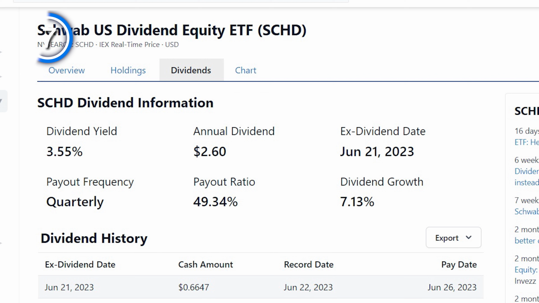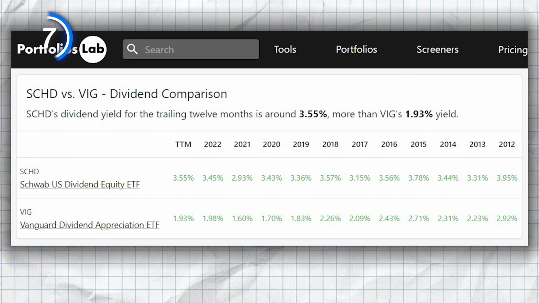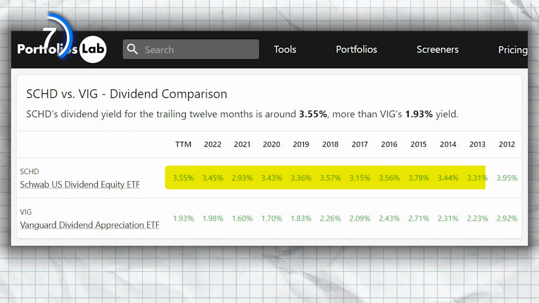SCHD, on the other hand, has a much higher dividend yield of 3.55%, with a dividend growth of 7.13% and a payout ratio of 49.34%. If we compare the last 10 years of dividend payments, you can see that SCHD has managed to keep a higher dividend yield over the long term. So for those of you that are looking for dividends, SCHD is for sure the winner here.